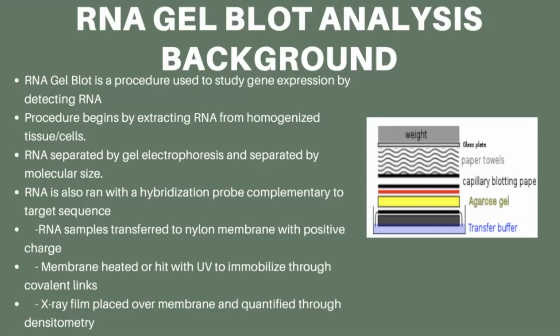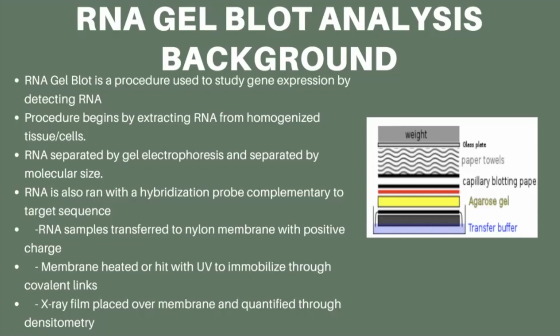Okay, so the procedure begins by extracting the RNA from the homogenized tissue and cells, and that is first done by soaking it in a solution which separates the two, and then it must be spun in a centrifuge to separate it. And once that is done, it is put into separate wells, and by the process of gel electrophoresis, it is separated by its molecular size. And the matrix of the gel works in such a way that the larger it is, the slower it runs, and the smaller it is, the faster it runs.